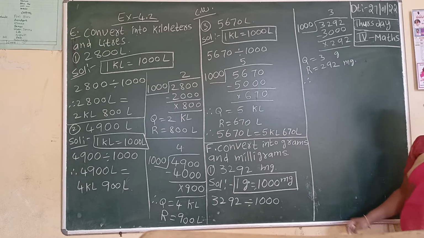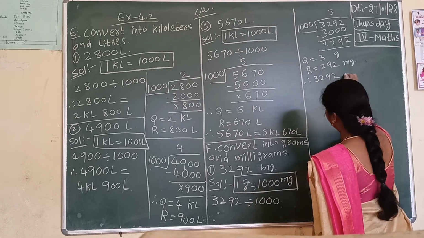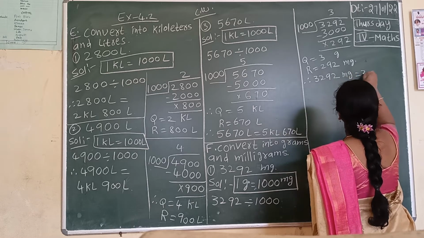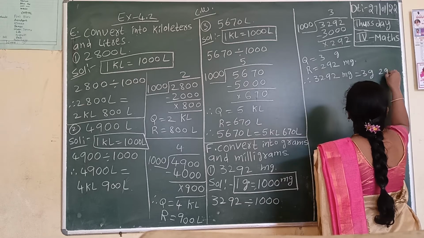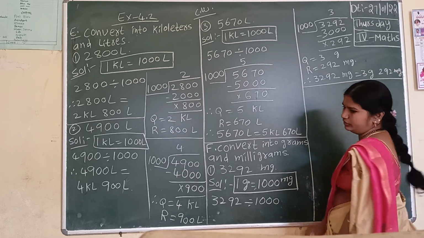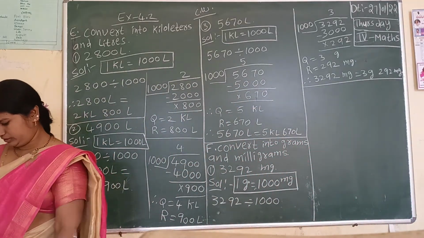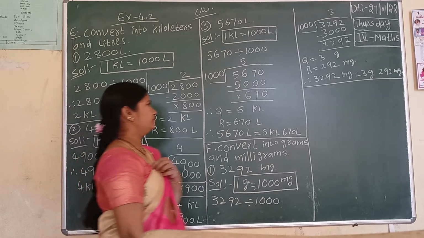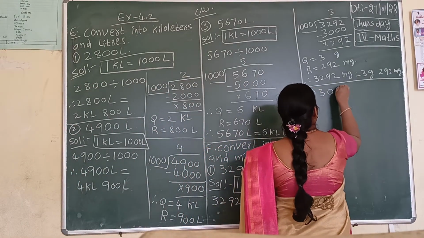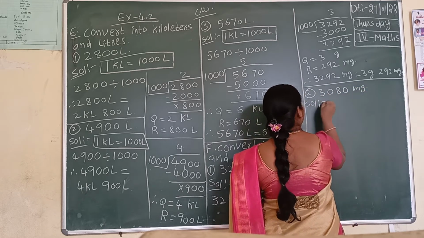Now you have to write down the given question. 3292 milligrams equal to 3 grams 292 milligrams. Okay. Second one, 3080 milligrams.